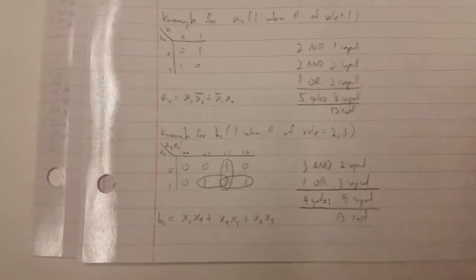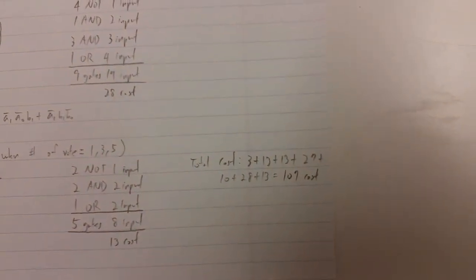Starting with A1, A1 costs 3, and A0 has a cost of 13, and so on and so forth. B1 13, B0 27, F2 10, F1 28, F0 13. The total cost ends up being 107 when I added all the costs from each step, which is significantly lower compared to the two-level method.